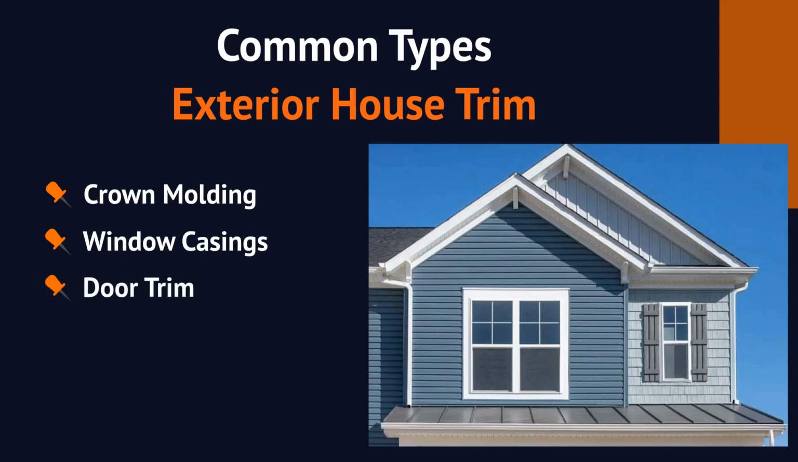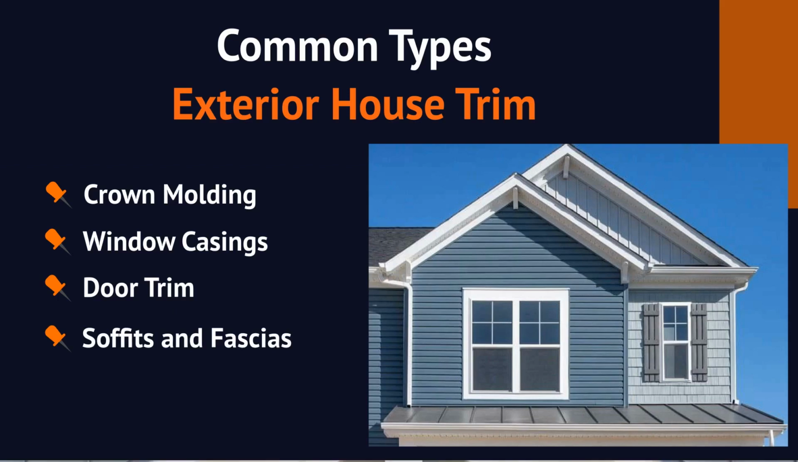3. Door trim. Door trim includes elements like the door frame, jamb, and molding. It frames your doors beautifully and can make a big difference in your home's overall appeal. 4. Soffits and fascias. Soffits are the underside of roof overhangs, while fascias are the vertical bands running along the roof edge. They play a role in ventilation and protecting your home from the elements.